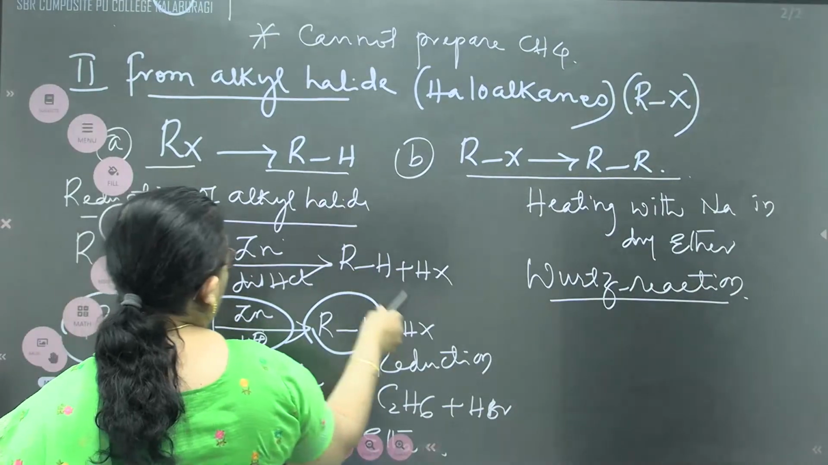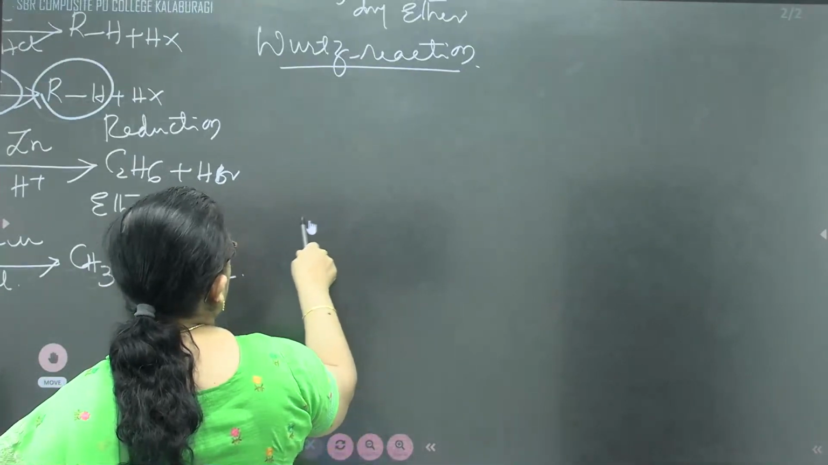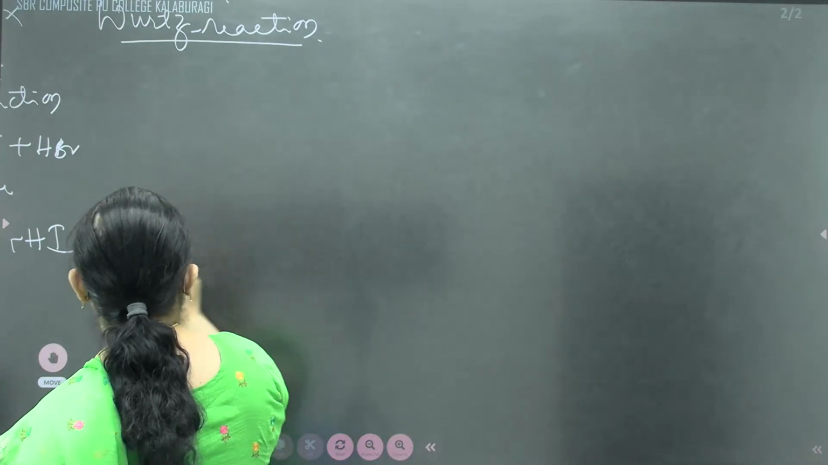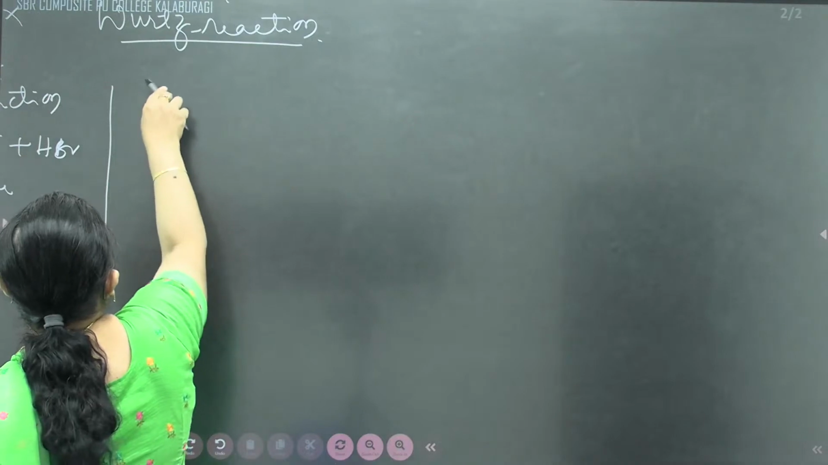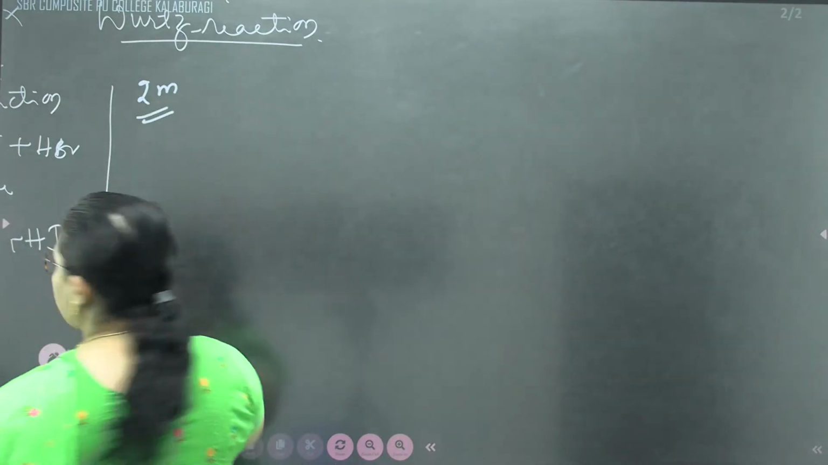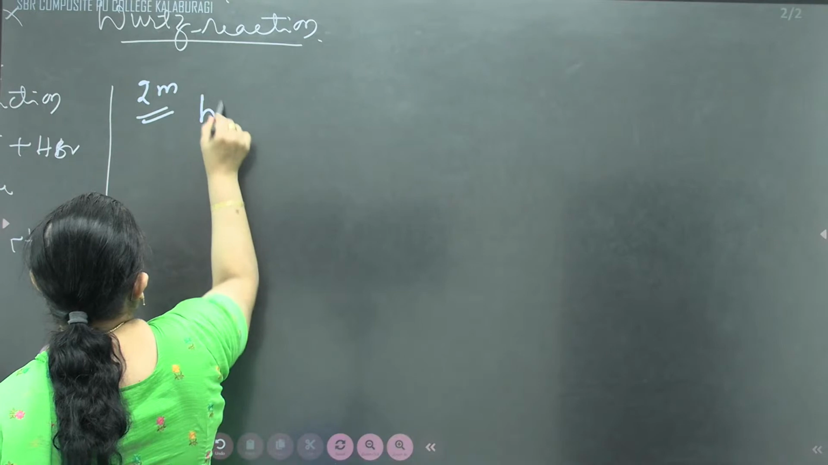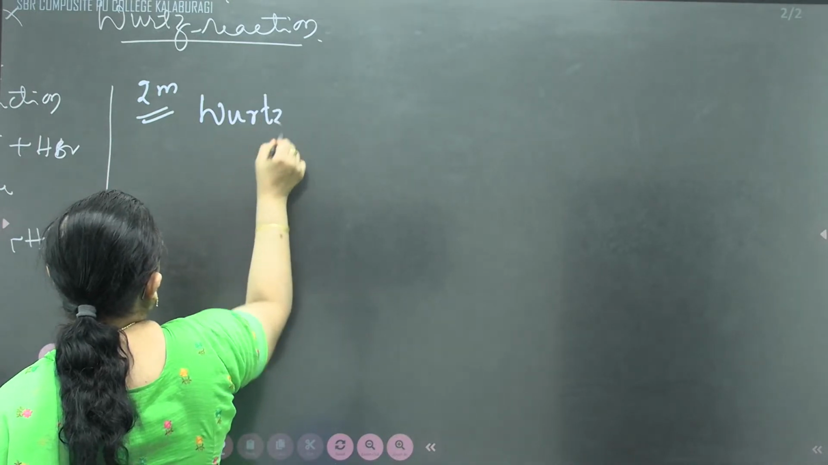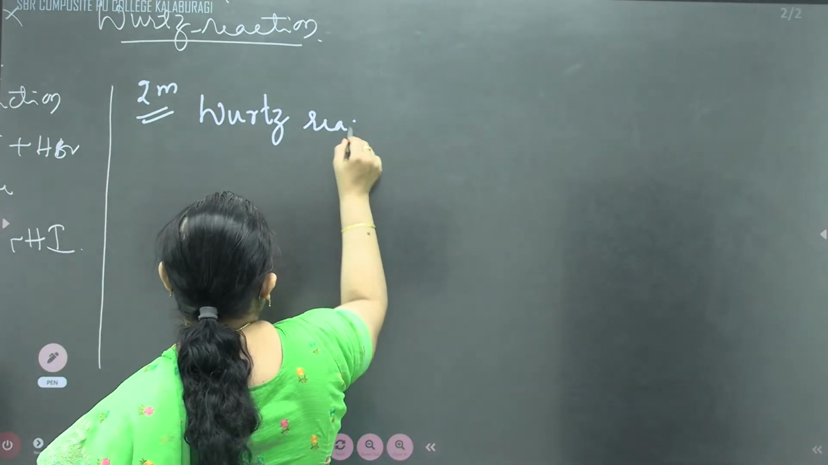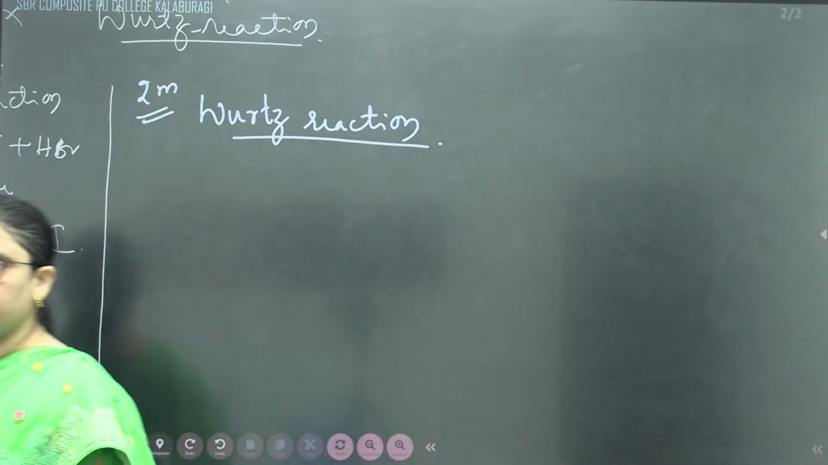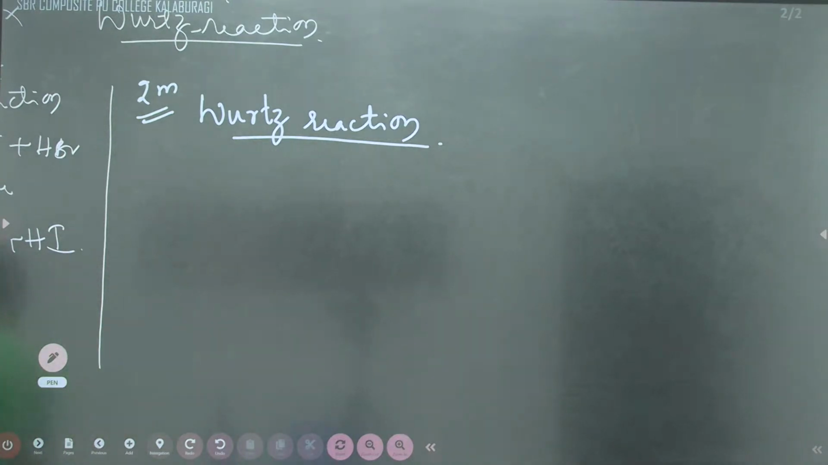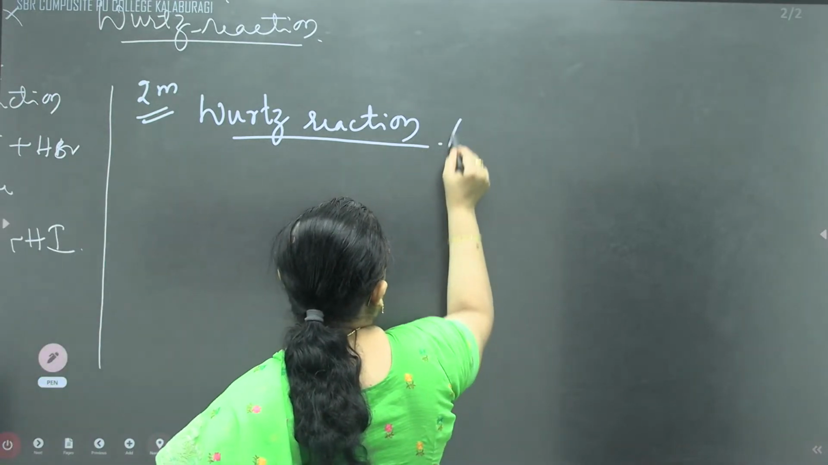Here I'll write: what is the Wurtz reaction? A separate question for 2 marks will be asked: write a note on Wurtz reaction. W-U-R-T-Z, Wurtz reaction, a very important reaction. I'll repeat the sentence: when alkyl halides are treated with metallic sodium. Shall I write the sentence? Alkyl halide.